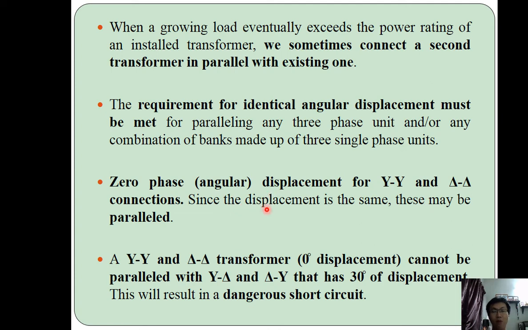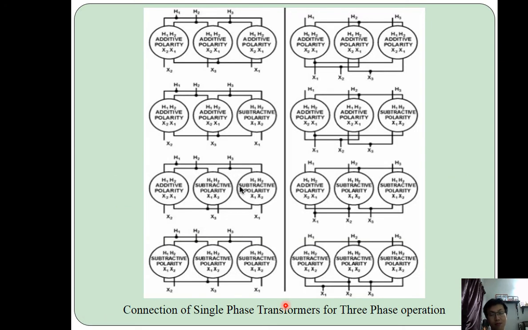Zero-phase displacement for YY and delta connection. Because YY and delta will be zero-phase since displacement is the same. This may be parallel. A YY and delta transformer, zero displacement, cannot be parallel with delta Y or Y delta. Y delta or delta Y has 30 degrees of displacement. This will result in a dangerous short circuit.